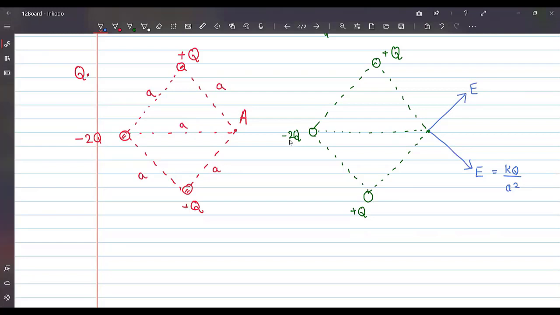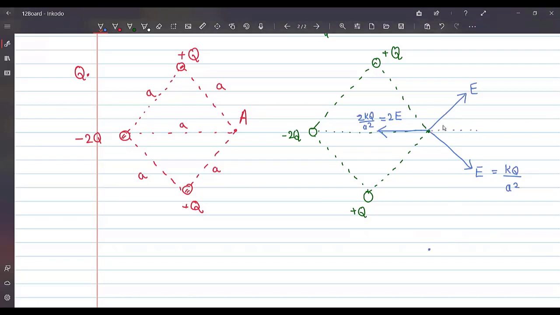But here, see, there is a negative charge. The direction of electric field for a negative charge is towards the negative charge, because if you place a positive charge here, the positive charge will be attracted towards the negative charge. Value will be 2KQ upon A square. I can write this as 2E. So it is 2E now.